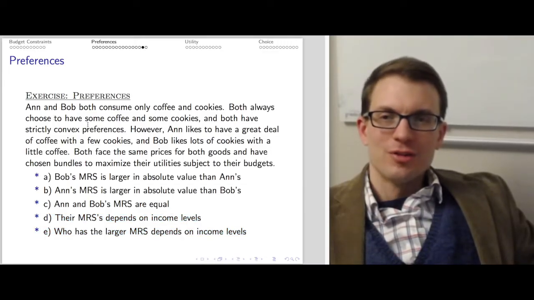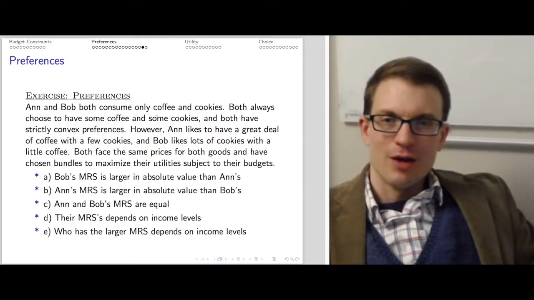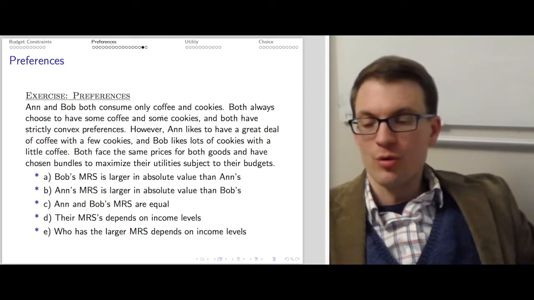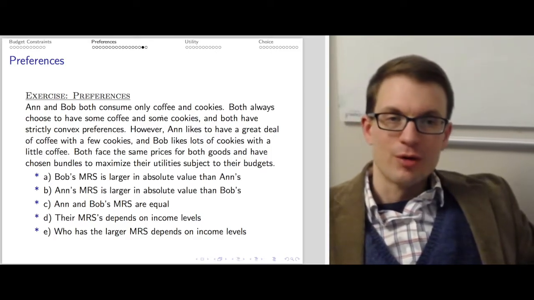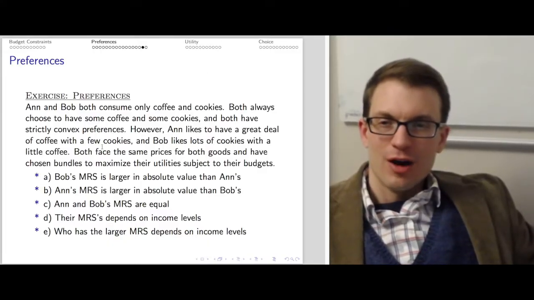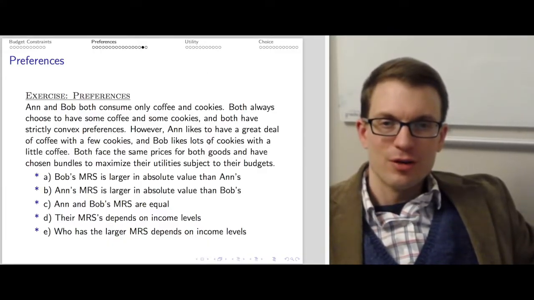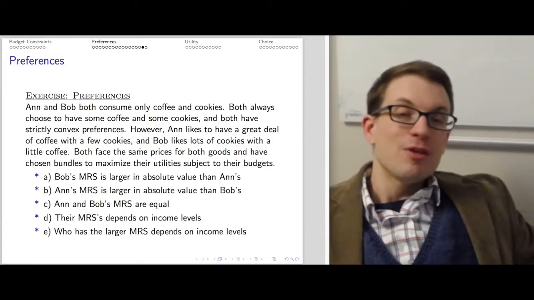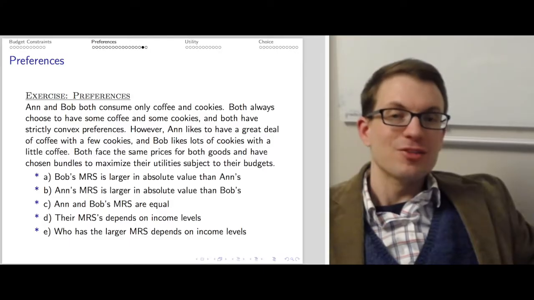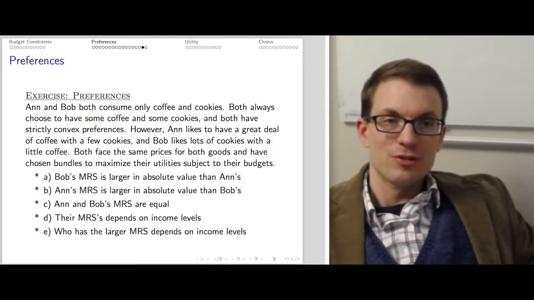All right. So how do we answer this? Let's see. Both have some coffee and some cookies, so we know we're not on the axis. We know we're not on one of the intercepts. We don't have an extreme bundle. Anne likes to have a lot of coffee and a few cookies. Bob likes to have a lot of cookies with a little coffee, but they face the same prices, and they've chosen bundles that maximize the utility subject to their budgets.